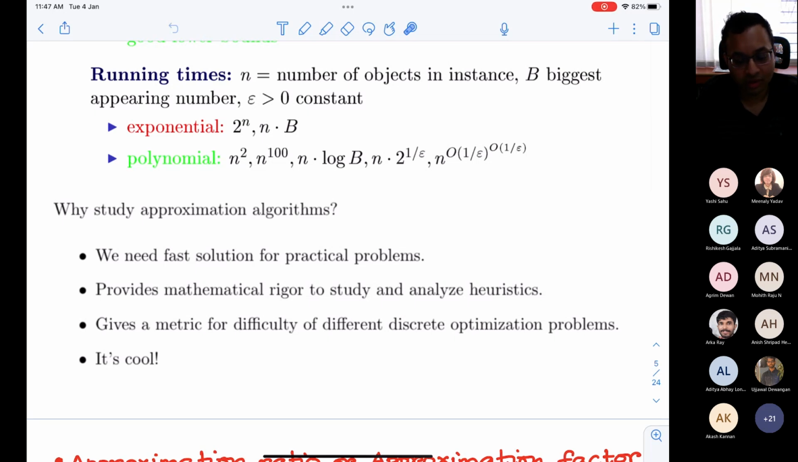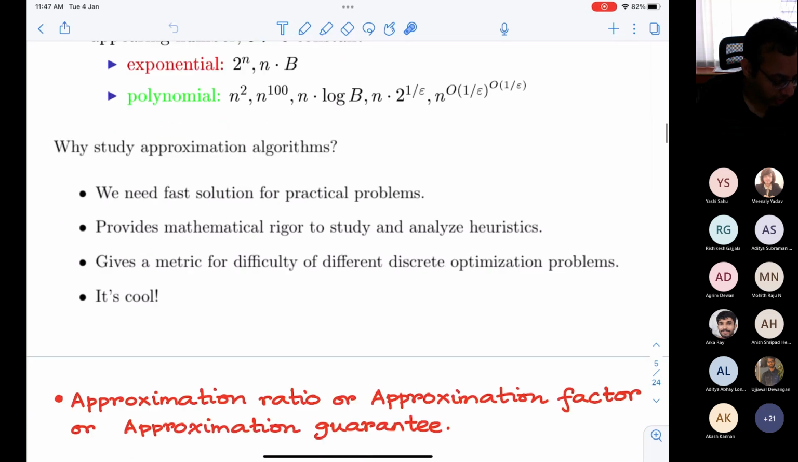It has developed a lot of rich mathematics. We'll see them. It's really fun. It's a puzzle-solving kind of area, which is really fun to study.